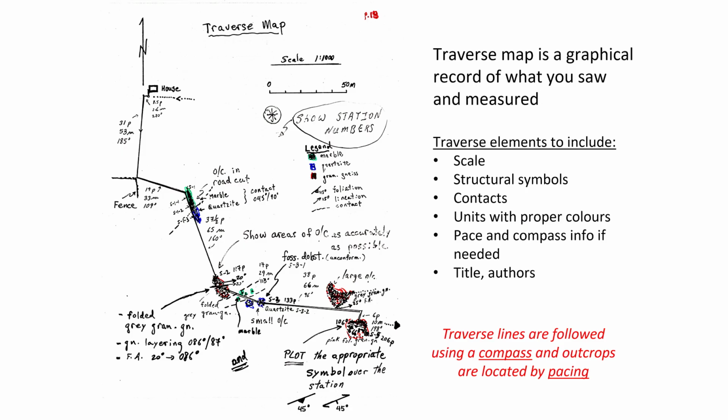Here's an example of a traverse map. A traverse map is a graphical record of what you saw and measured, and this map complements your field observations that would be recorded in more detail in your field notebooks.